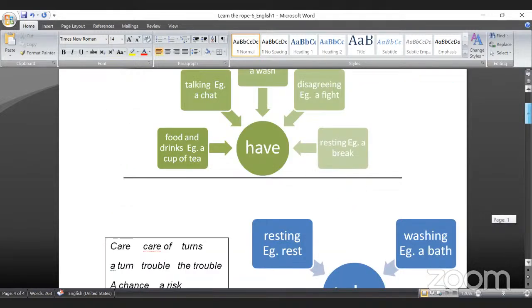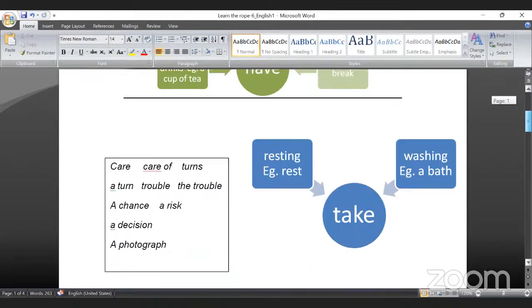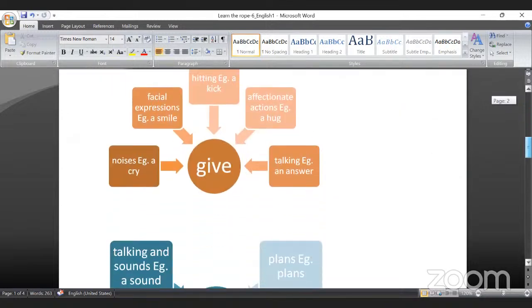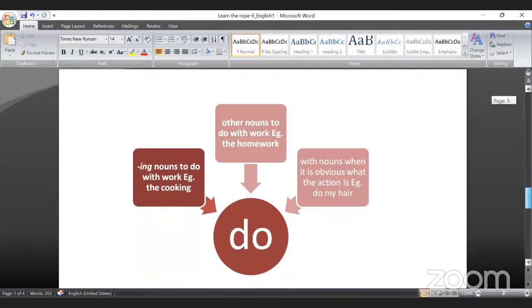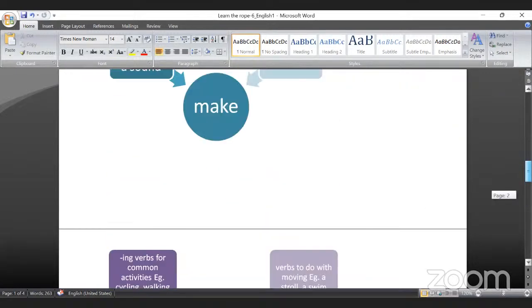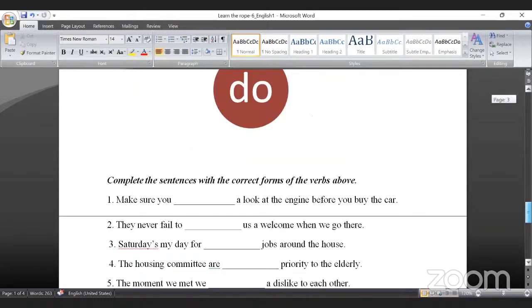Quickly, to brush up on what we have done, this is what delexicalized verbs were, right? You had about 6 of them: have, then take, the third one was give, fourth was make, then go, and the last one is do. So these are the 6 delexical verbs that we have in English. Some people might add words like set also to it, but no, the major 6 delexicalized verbs would be these, right? So for your reference, I'm just going to place them here.